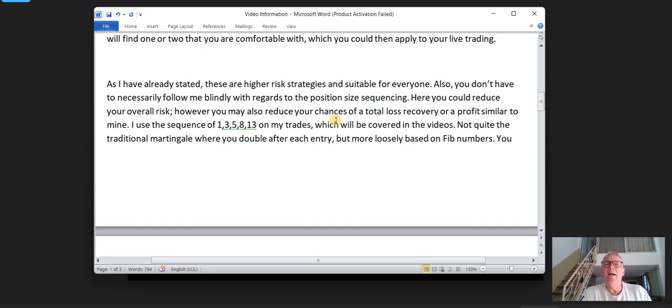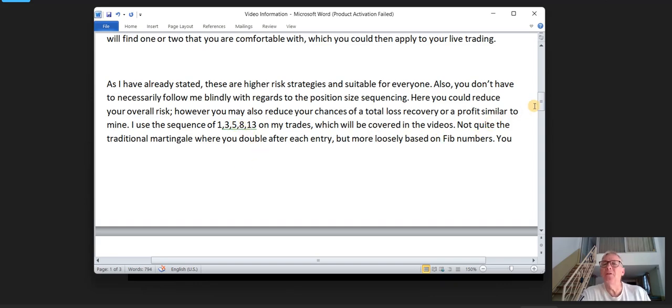All right, with regards to the sequence of trades, I use 1, 3, 5, 8, 13. I cap it at 13, which means that's the maximum size. Now, 1 is just a multiple of 1 time. So if my initial trade size is 0.1, then my second trade is 3 times that, so 0.3. My next trade is 5 times that, 0.5, and 0.8, and so on.